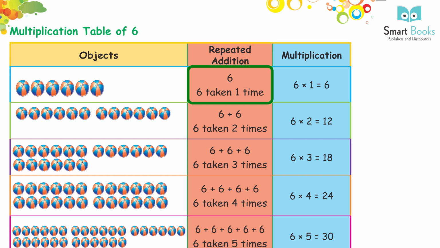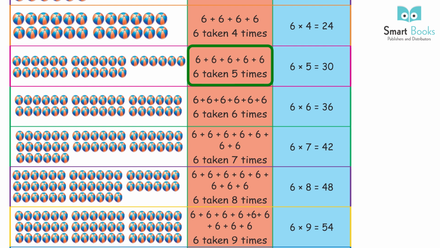6 taken 1 time. 6 into 1 is equal to 6. 6 taken 2 times. 6 into 2 is equal to 12. 6 taken 3 times. 6 into 3 is equal to 18. 6 taken 4 times. 6 into 4 is equal to 24. 6 taken 5 times. 6 into 5 is equal to 30.